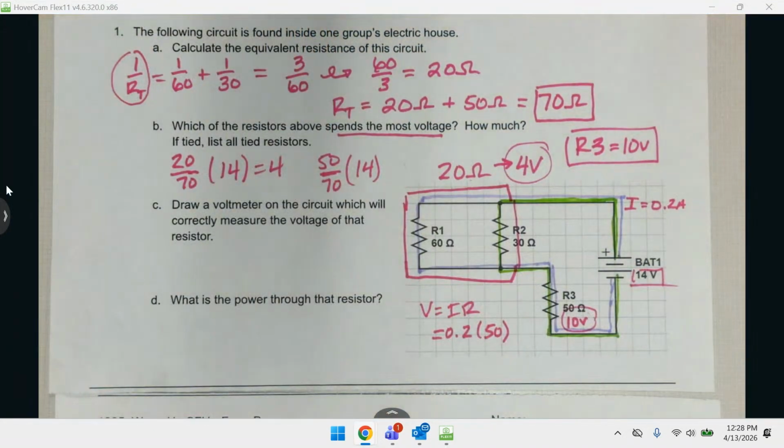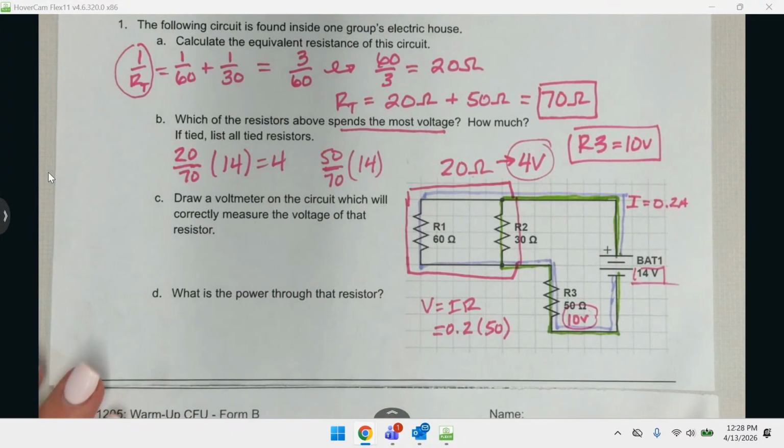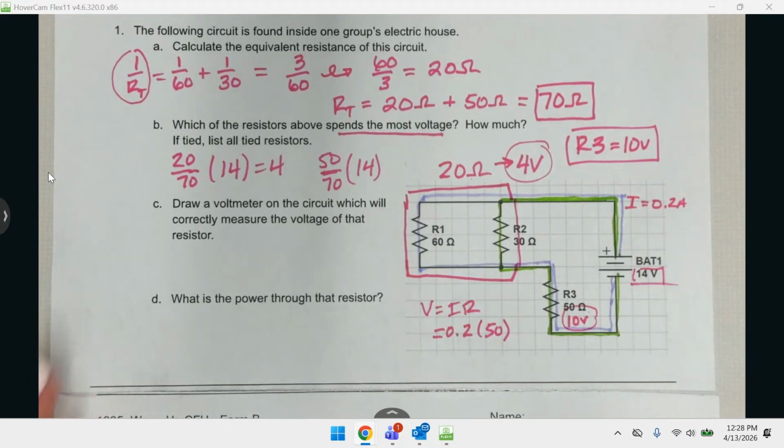If you're filling in the table, that's the way you'd be doing it, but it is possible to solve this with proportions. All right, letter C says draw a voltmeter on the circuit which will correctly measure the voltage of that resistor.